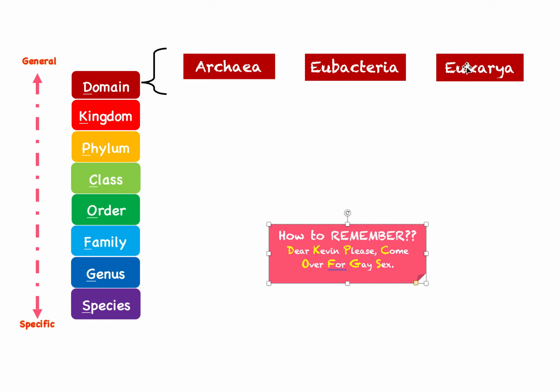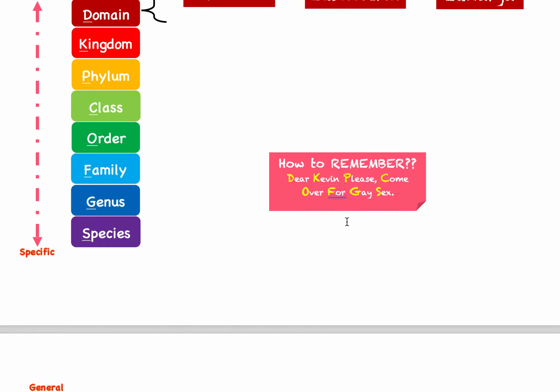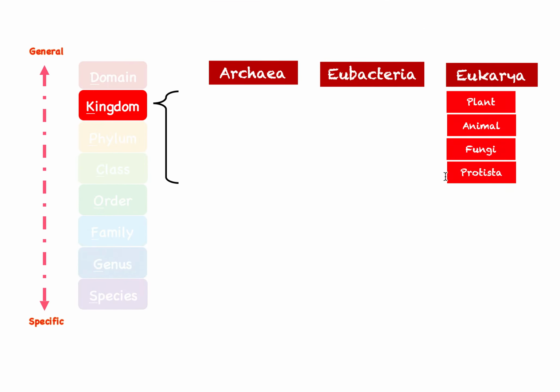So if we go into eukarya, we know all the organisms that are grouped under eukarya can be further divided into some kingdoms. So what are those kingdoms? Those kingdoms include plant, animal, fungi, and protista. Now obviously all of these can be further divided into some phylums, but we're only going to look at the plant, okay? We're only going to look at what the plant can be divided into.